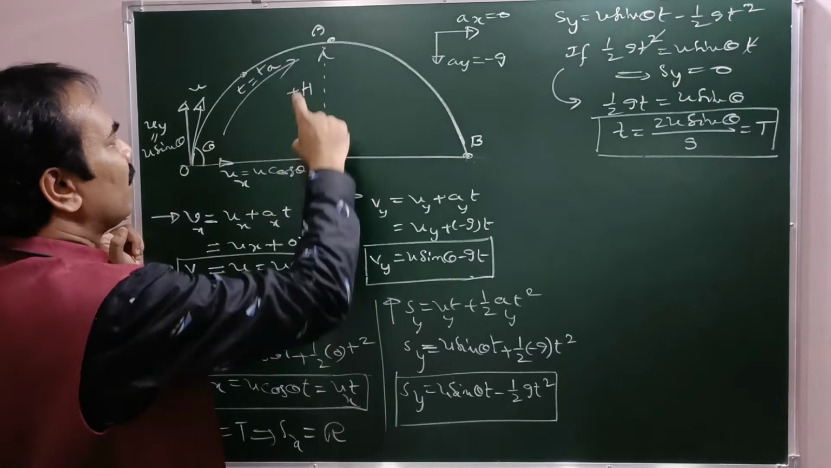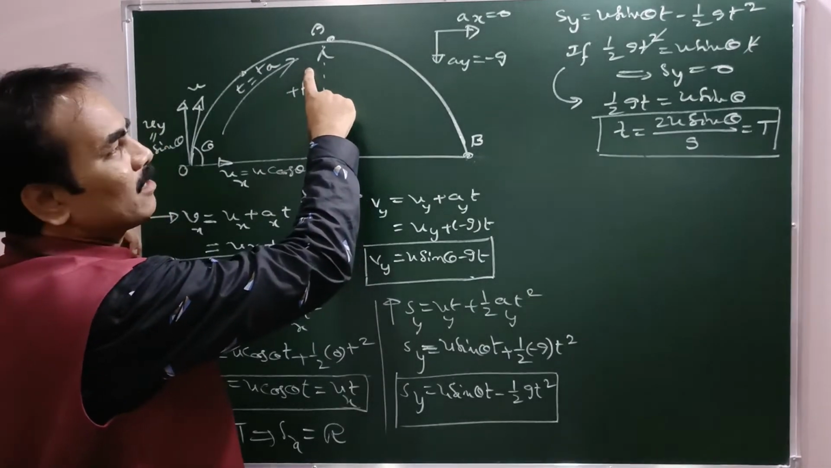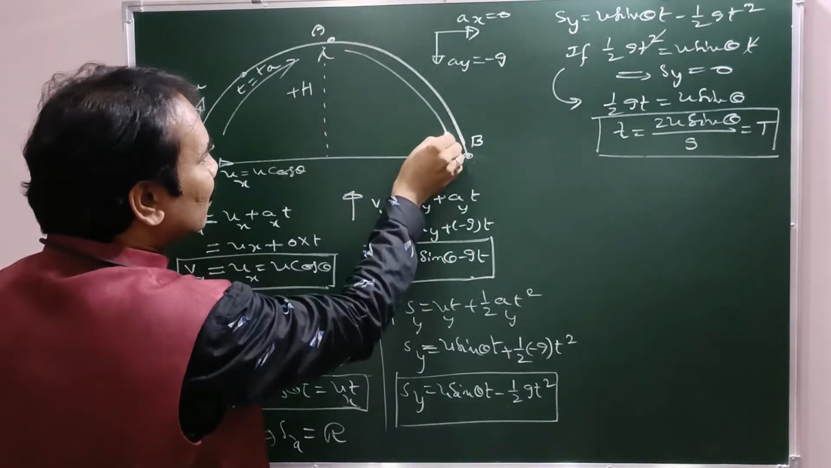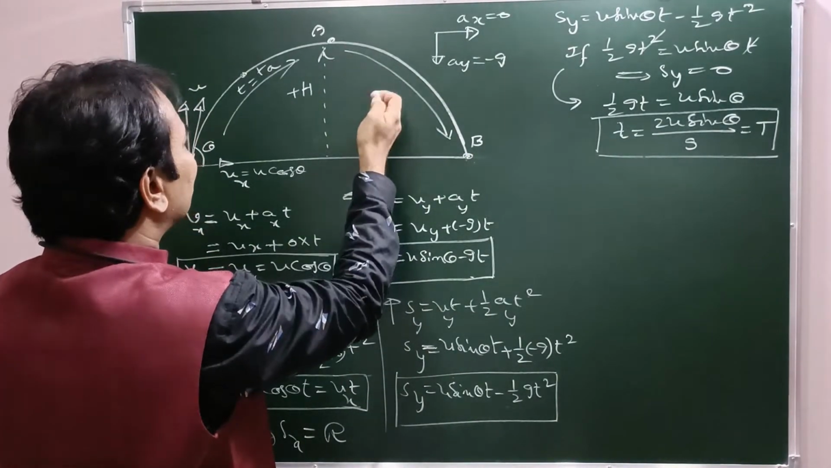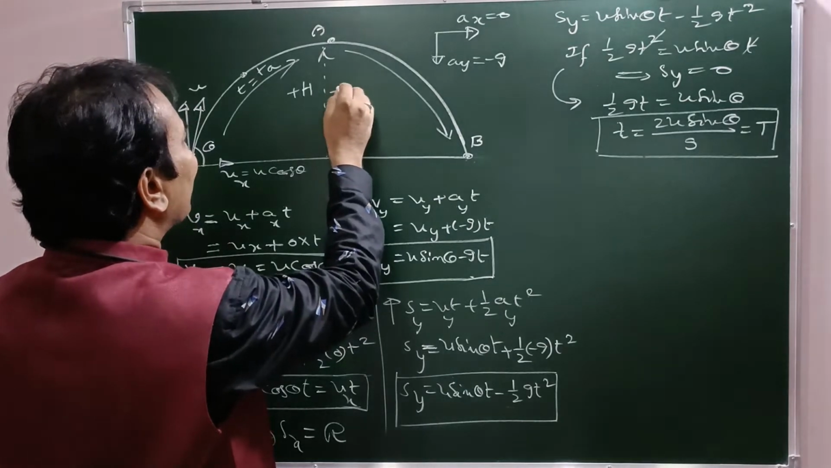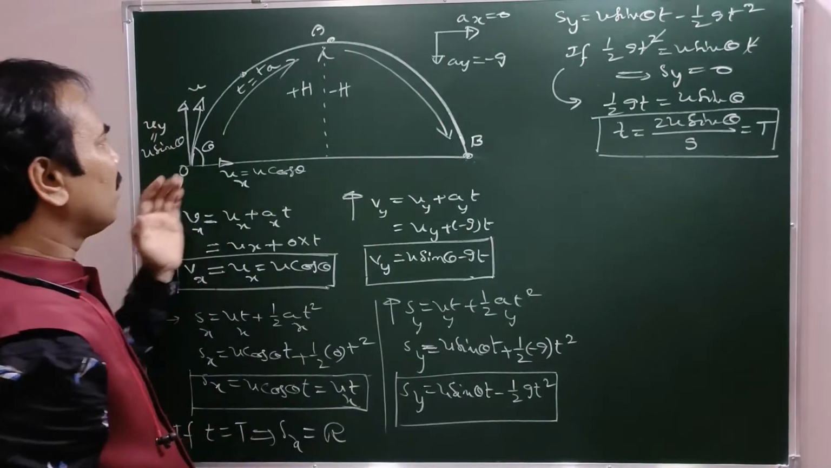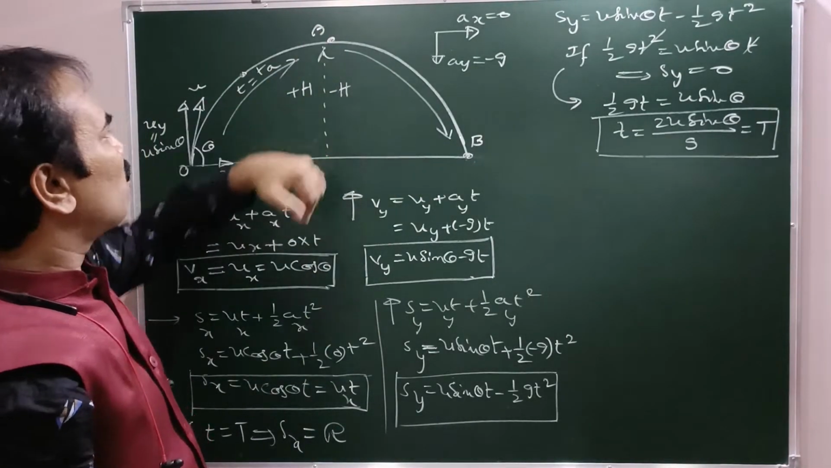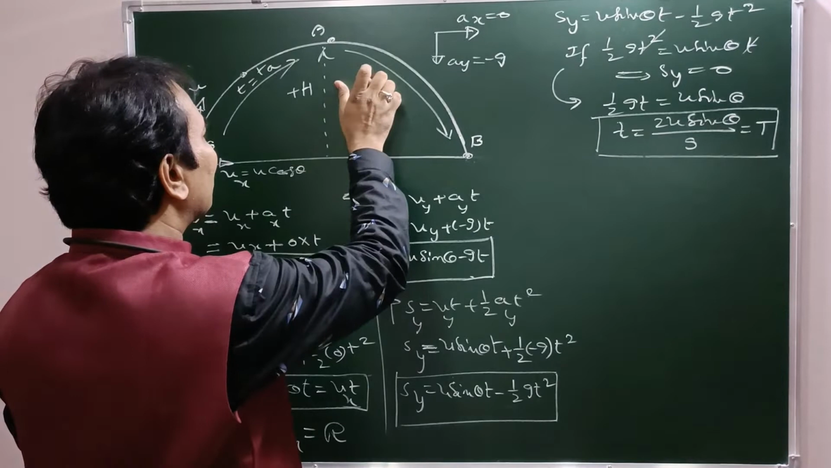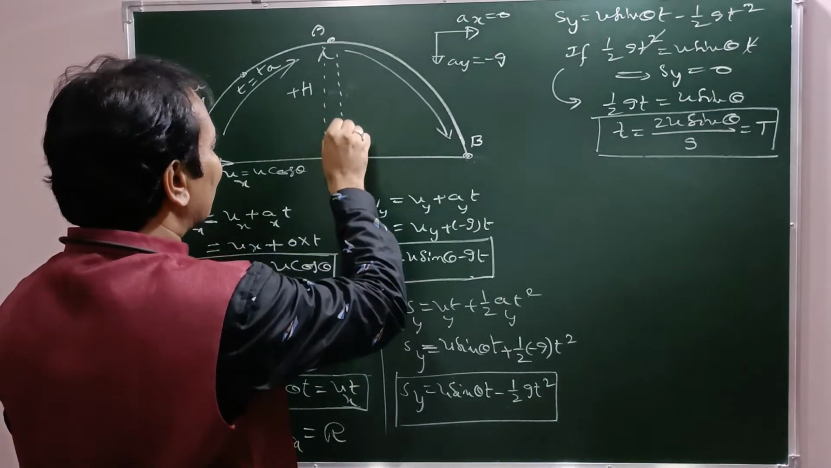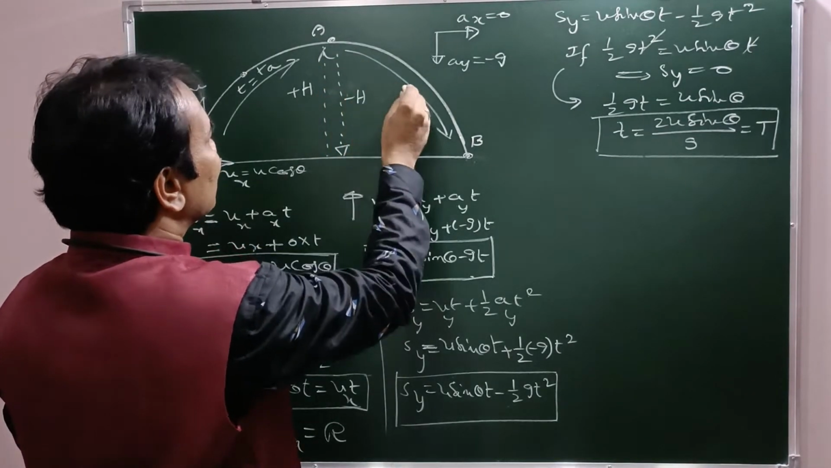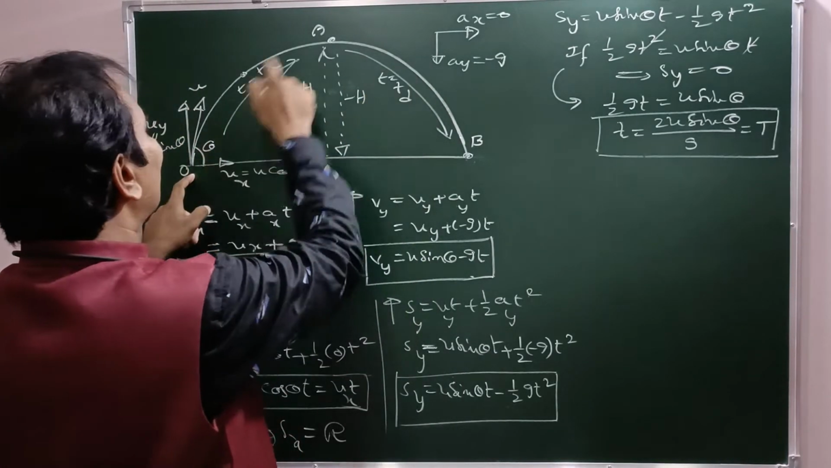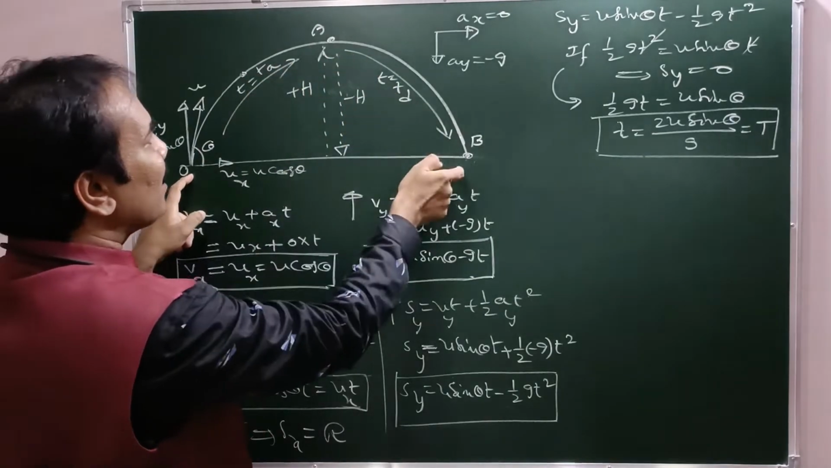From O to A, it gets elevated through plus h. From A to B, it descends through h with a negative sign. Why? Because during ascent, displacement is upwards, and during descent, displacement is downwards. Minus h. This is Td. From here to there, time of ascent; from here to there, time of descent.